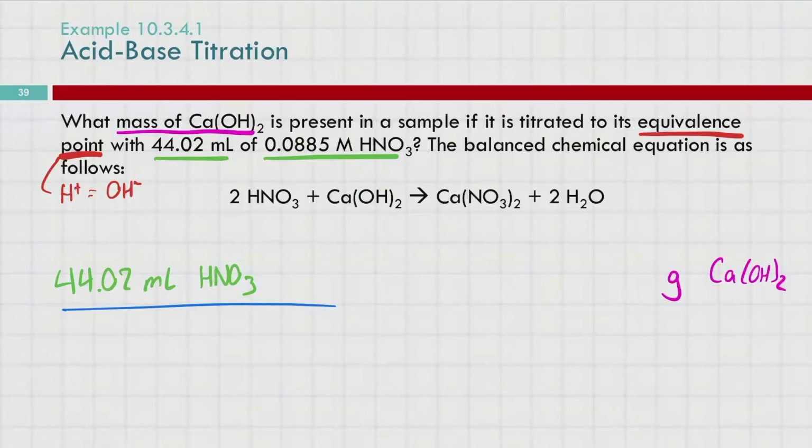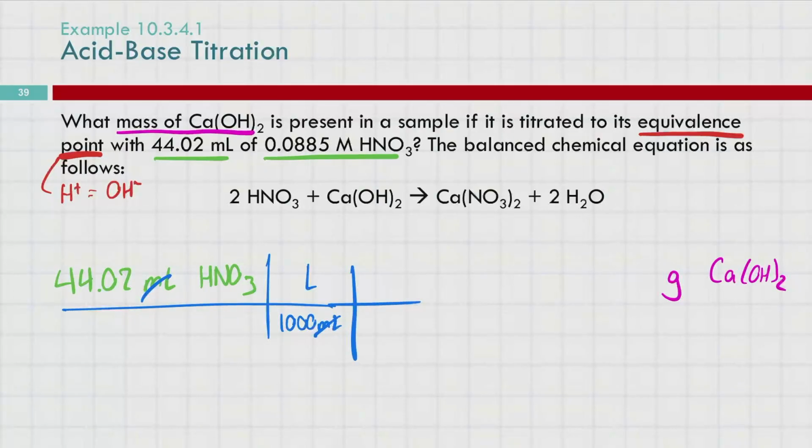So we're going to need to convert that to liters. Divide by 1,000 to get it to liters of HNO3. In order for us to convert from HNO3 to calcium hydroxide with our balanced chemical equation, we need to be in moles. It has to be in moles. Can't be in anything else. Must be moles.